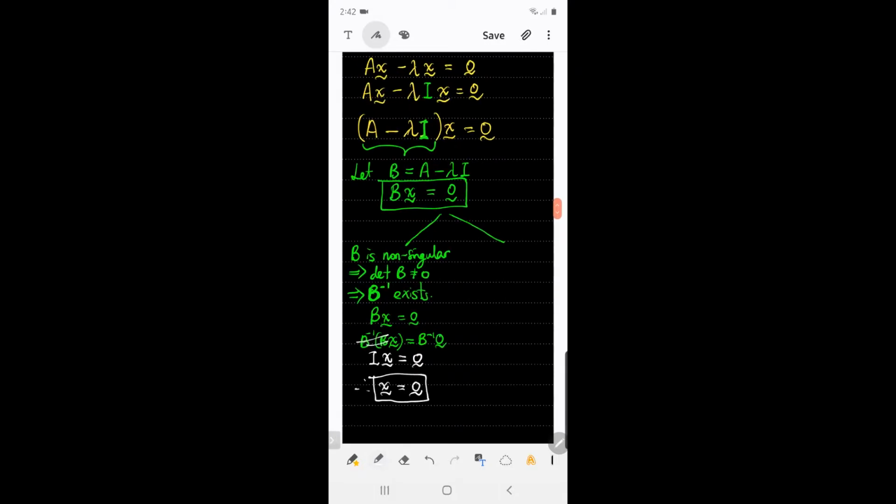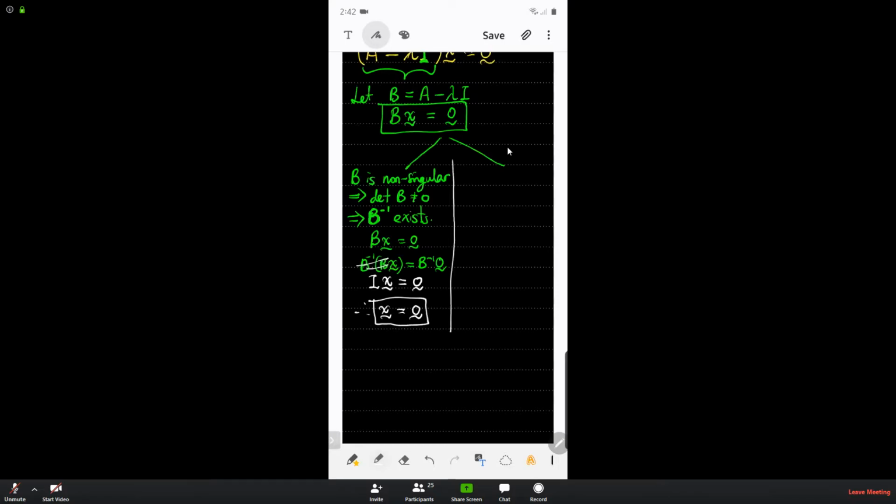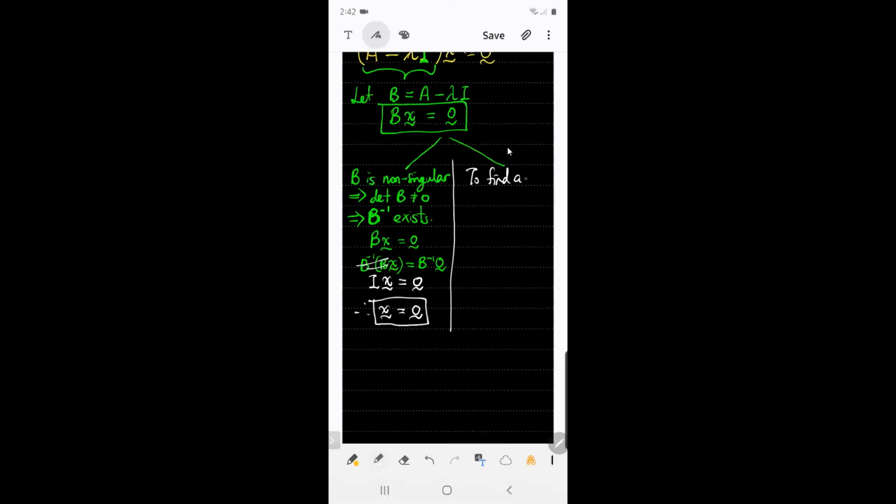But the question now is, I want to find a non-zero vector. Is it possible or not? So that gives us the second possibility: to find a non-zero vector such that Bx equals 0 has a solution.